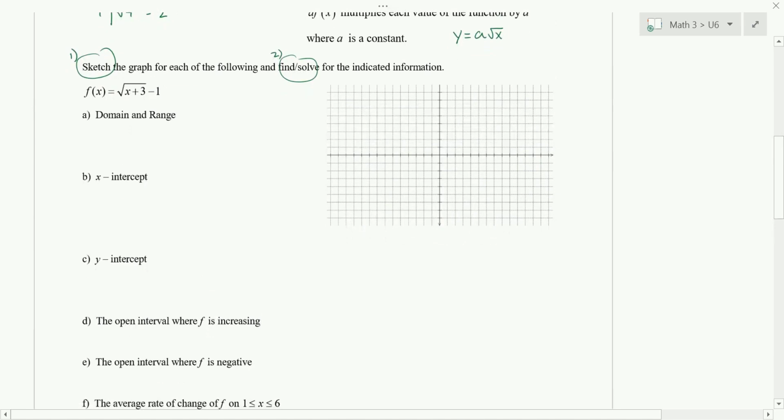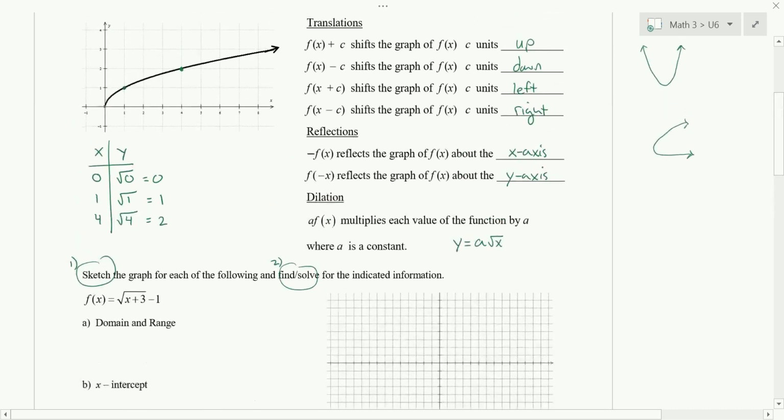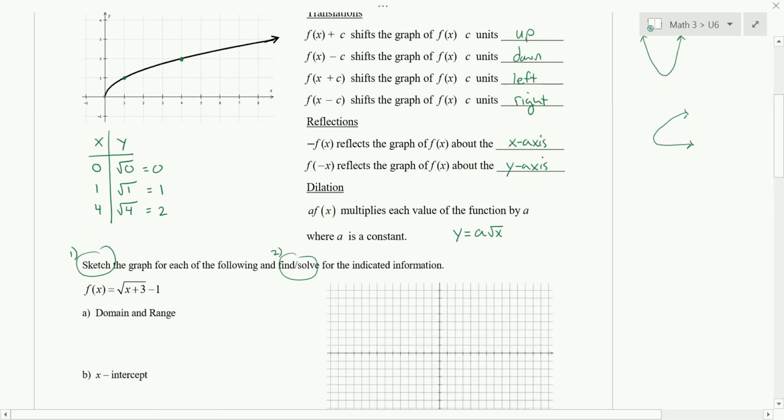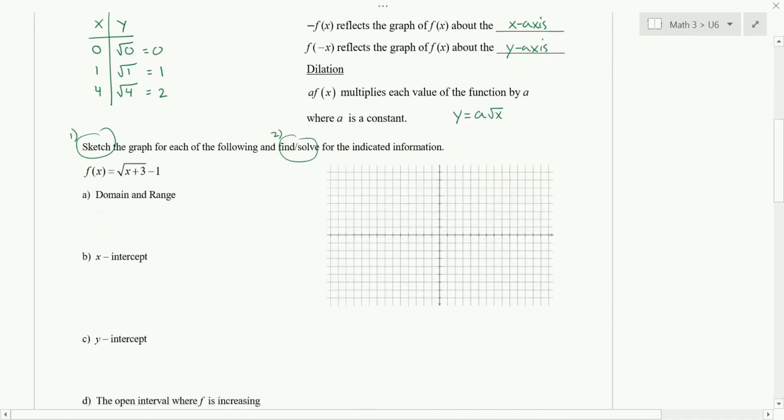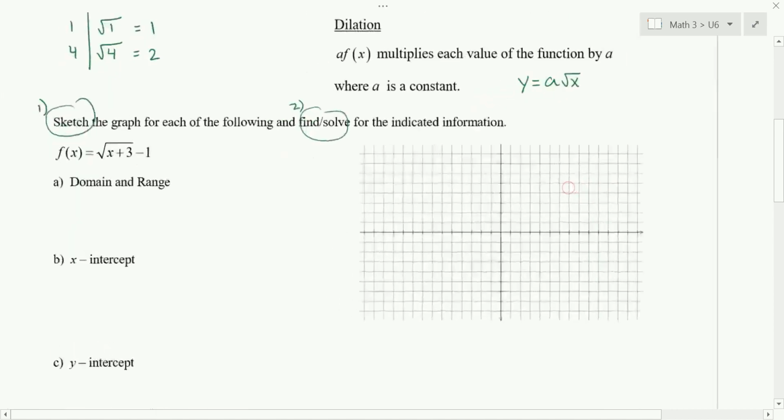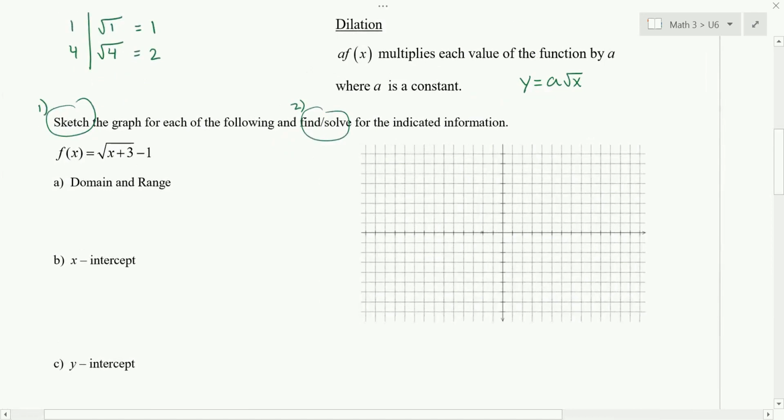So for our sketch, we want some sense of what that parent graph looks like. Okay, so it's kind of like that sideways parabola slowly increasing to the right. But here we have a translation. That +3 moves us left 3 units. That -1 moves us down 1. So from 0, 0, I'm going to go left 3, down 1. And that's where my graph is going to start. I'm also noticing there's a positive 1 in front of that square root, so it's going to be increasing slowly to the right.